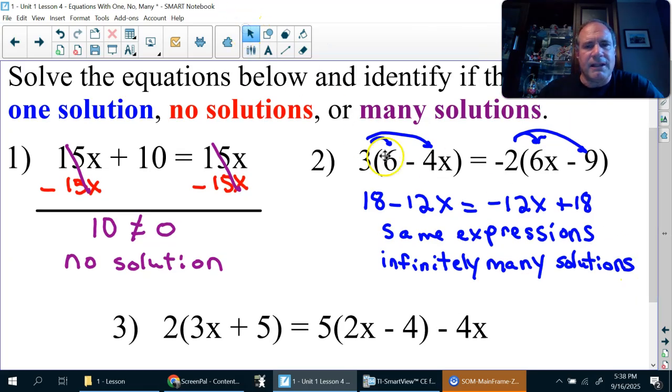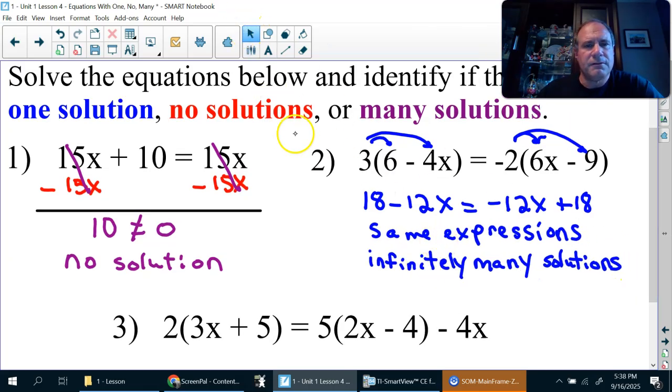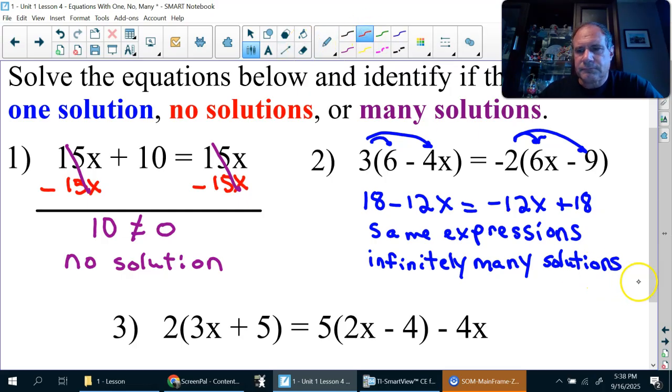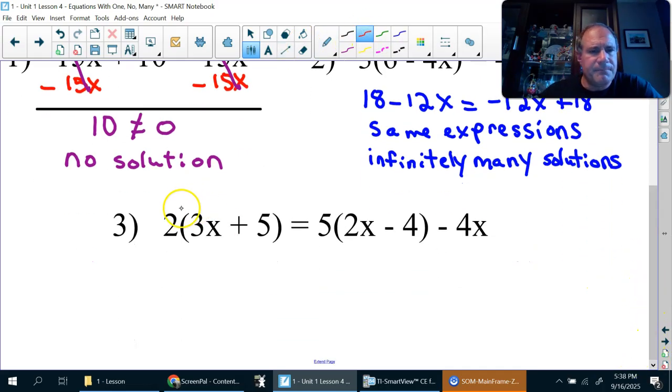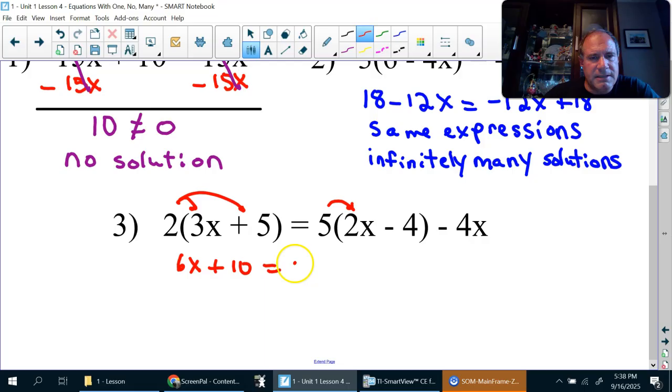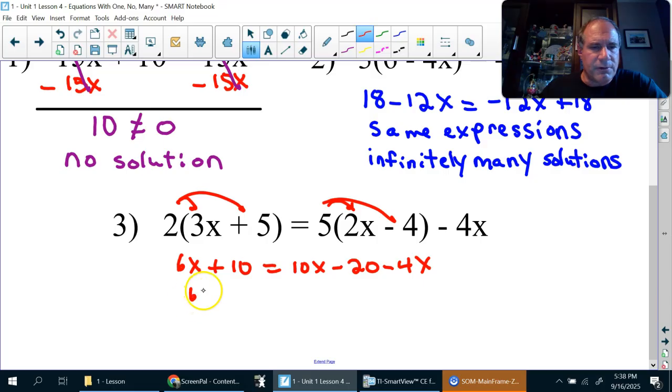Move this over. Okay. And the last one on the bottom. I'm going to do distributive property. It looks long. 6x plus 10 equals, we're going to go distributive property, 10x. 5 times negative 4 is negative 20 minus 4x. We're going to combine like terms on the right side before doing anything. 10x minus 4x is 6x minus 20.